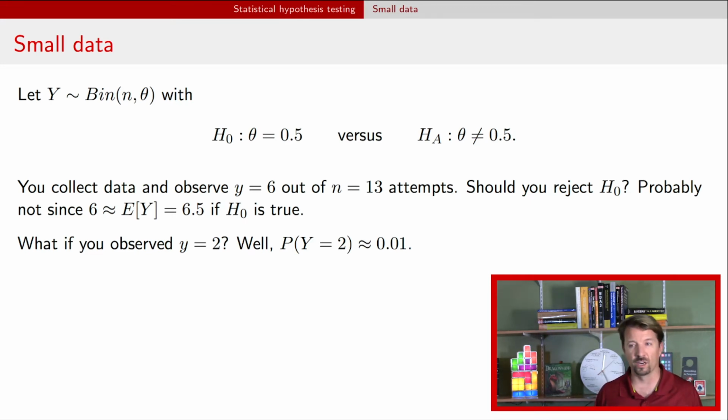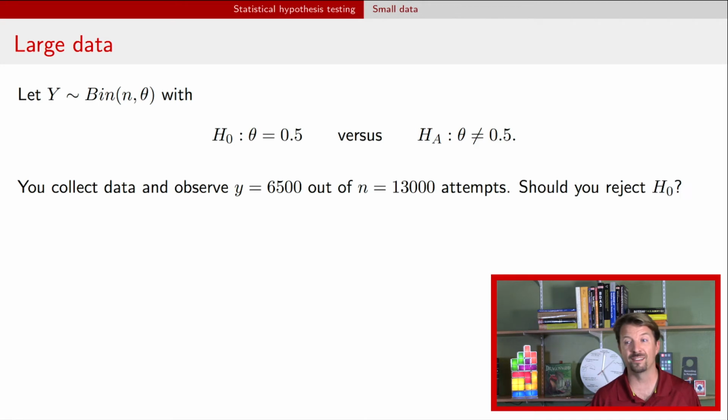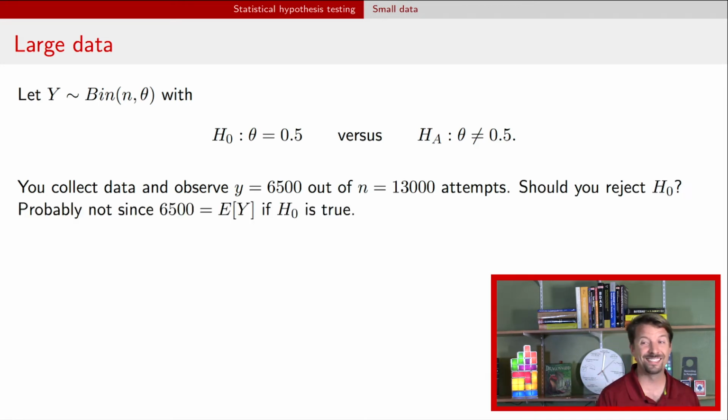This isn't going to quite work, and the reason is illustrated here when we increase the sample size. So now we're up to 13,000 attempts, and in those 13,000 attempts we see 6,500 successes. Now you say to yourself, should I reject the null hypothesis? And the answer probably pretty quickly should be no, because 6,500 is exactly the expected value, right? That's that n times theta naught.